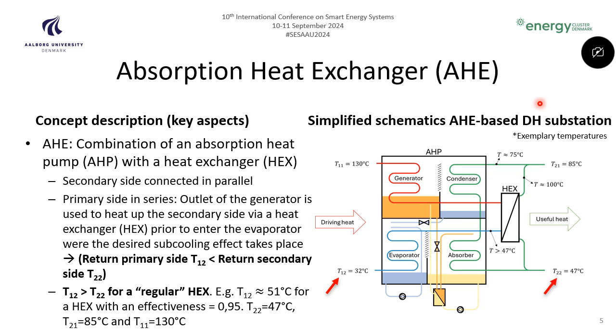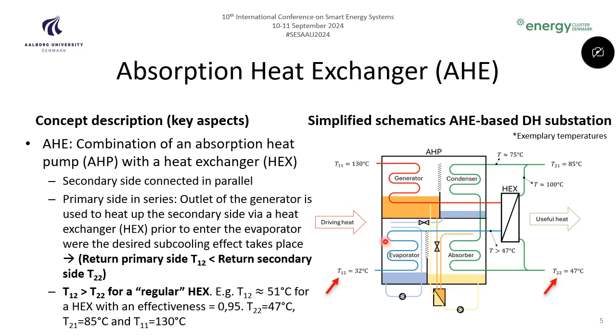At the right side, we see the return line from the secondary side, the customer side. The mass flow rate is split into two streams. One stream flows through the heat exchanger, while the other goes through the absorption heat pump, first the absorber and then the condenser. The two streams merge to supply the customer at the required temperature, in this case 85 degrees.